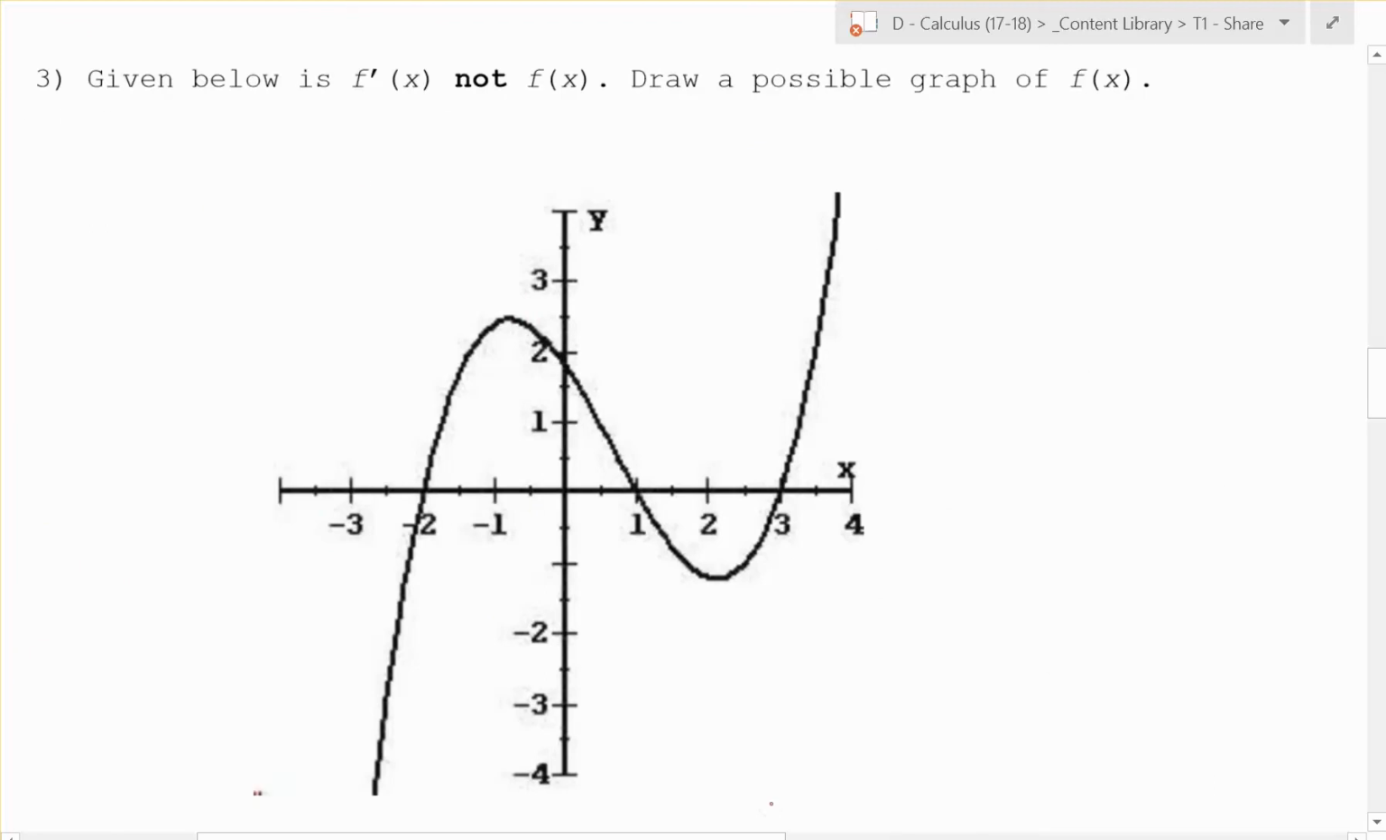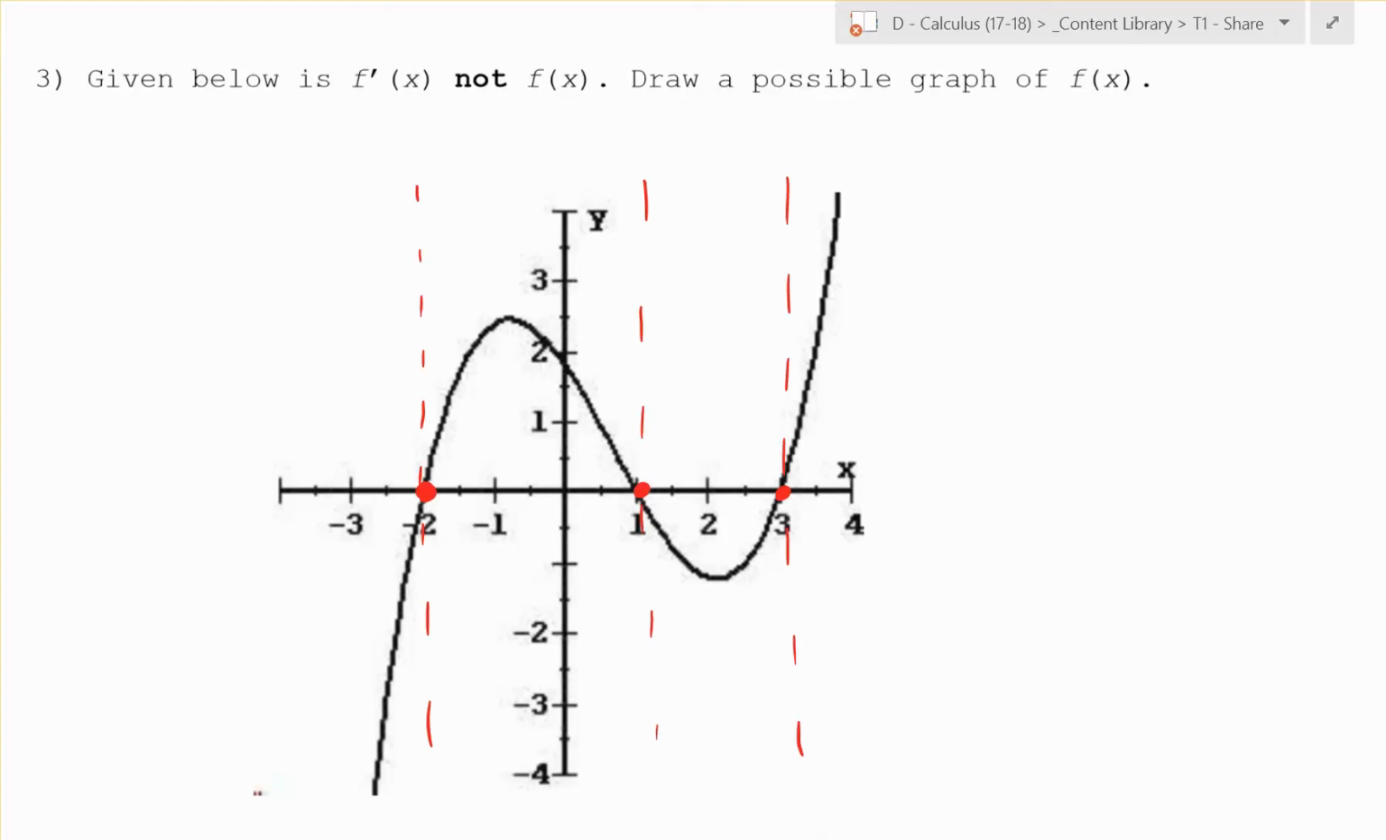Excellent. So now we're going to graph a function given the derivative. Again, start at the zeros. So we know the function's derivative is 0 in 3 places. That means that wherever the function crosses these x values right here, it's either going to be a highest point or a lowest point.